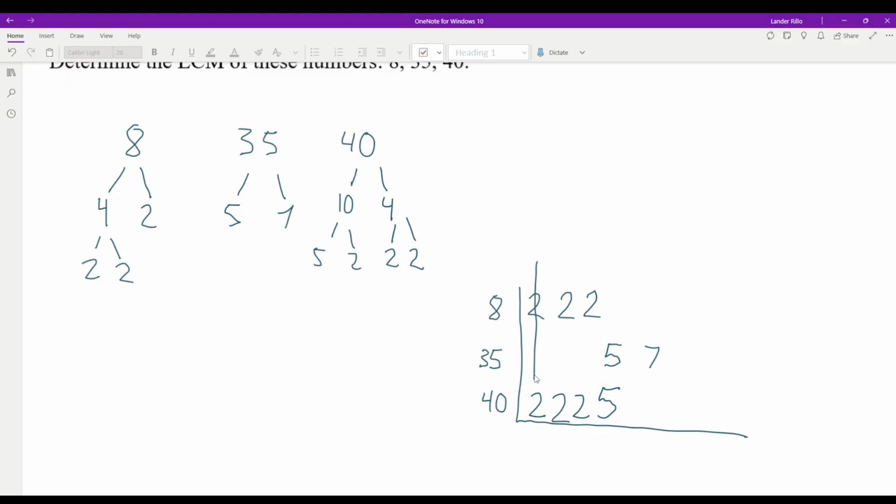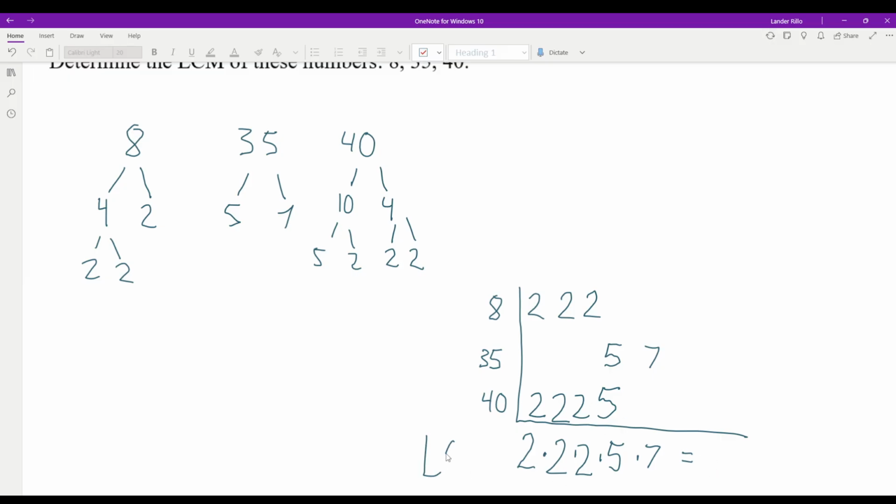Now, conveniently, to find the LCM, you just bring them all down. So a 2 and a 2 is 1, 2 there. 2 and a 2, 1, 2 there. 2 and a 2, another 2. 5 and 5, it's another 5. And then the 7 at the end, it's just a 7. Now you just multiply them out.